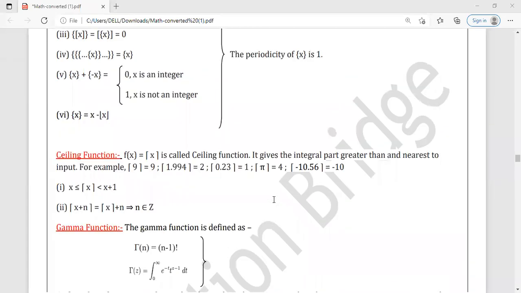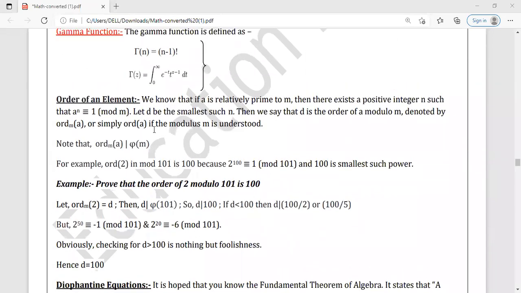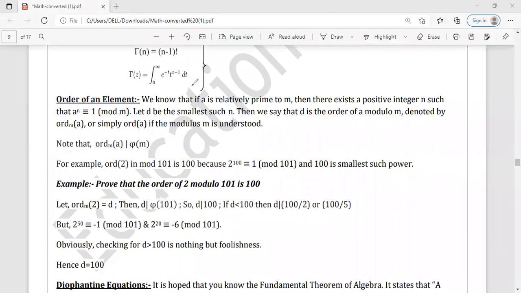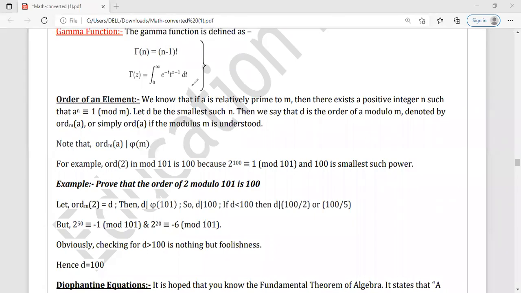Before that I want to teach you something called the order of an element. Is everyone ready to learn the order of an element? Please write in the chat yes or no. Okay, so to all the students who will see this video on YouTube, listen to my words very carefully.